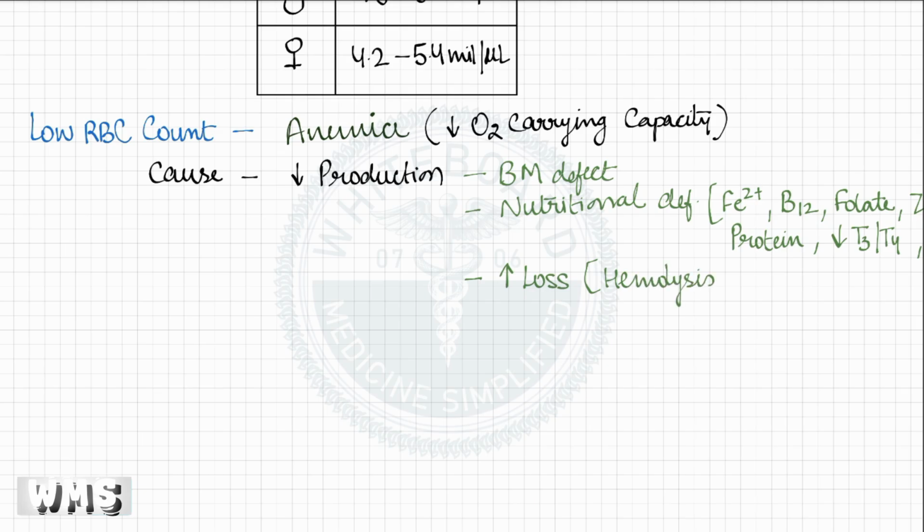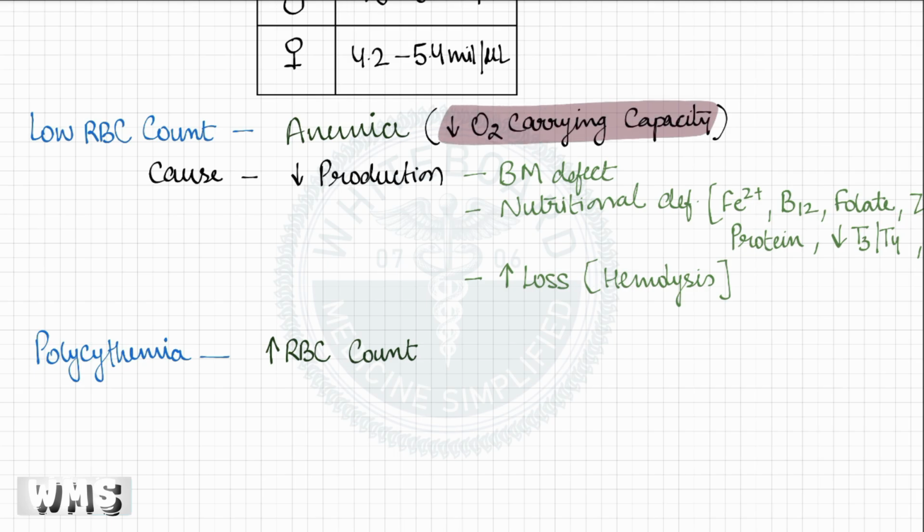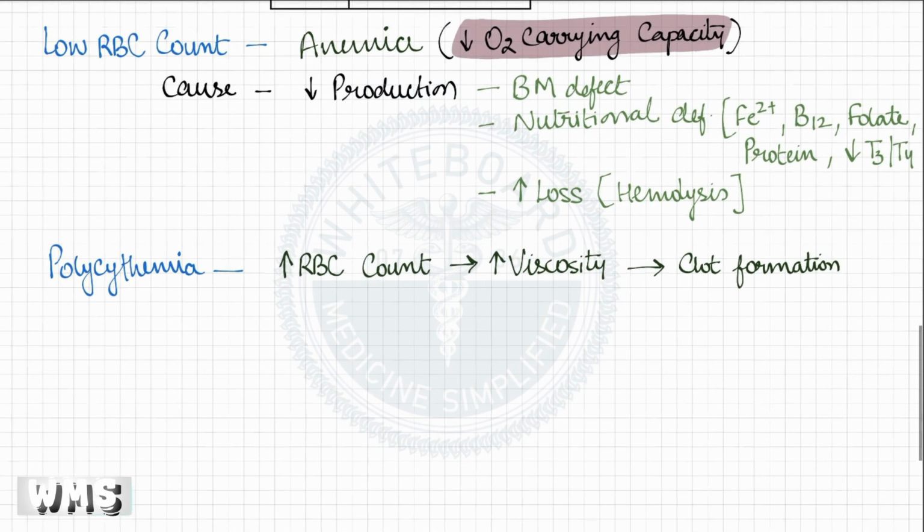hemolysis or blood loss. On the other hand, polycythemia refers to an abnormally high RBC count, often around 8 to 11 million per microliter. Remember, both extremes are harmful. When RBCs are low, the tissues don't receive enough oxygen. When RBCs are excessively high, the blood becomes more viscous, which slows circulation and increases the tendency for clot formation.